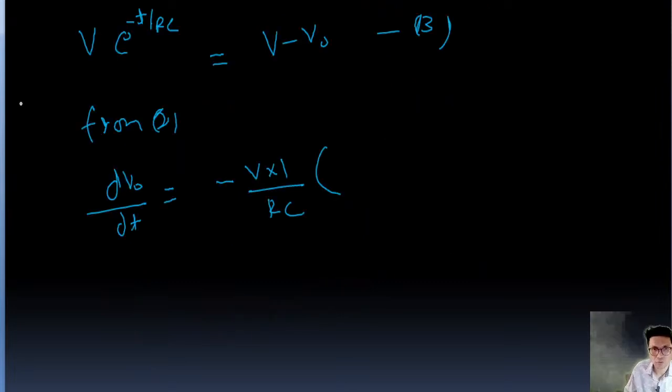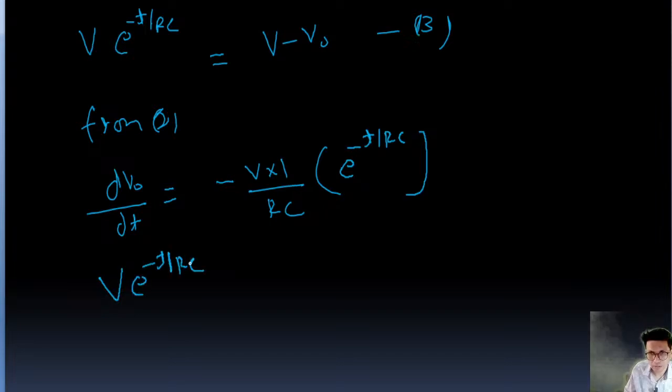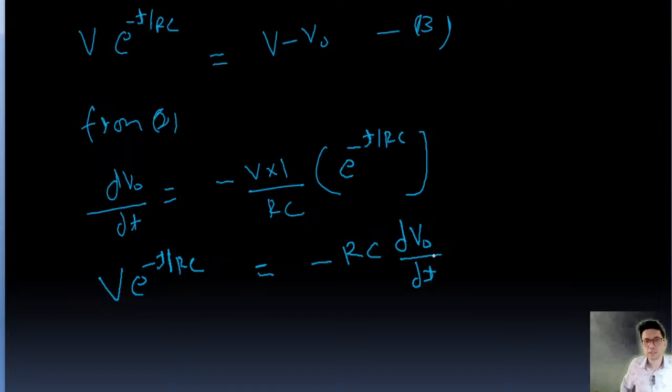So this is going to be e to the power minus T upon RC. From here we can write V e to the power minus T upon RC. This value is going to be equal to minus RC dV naught upon dt.